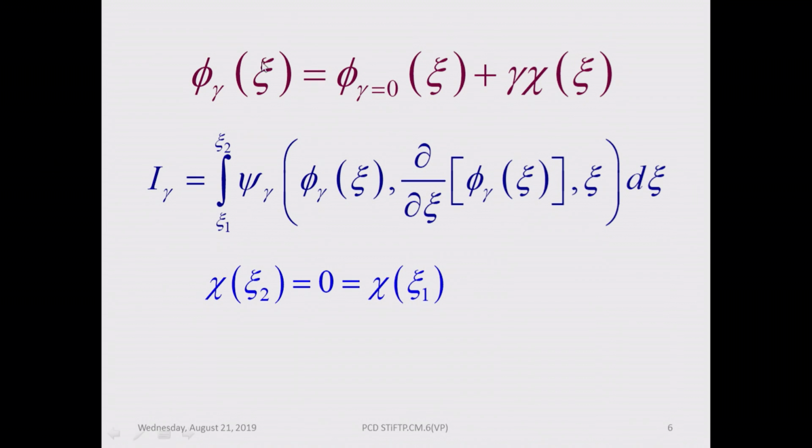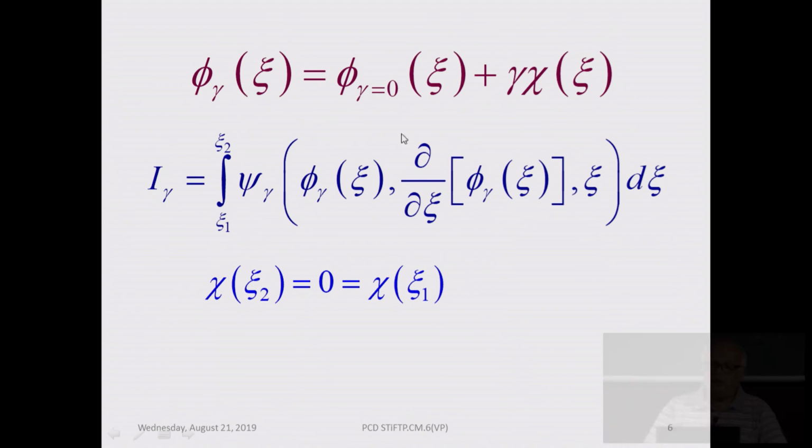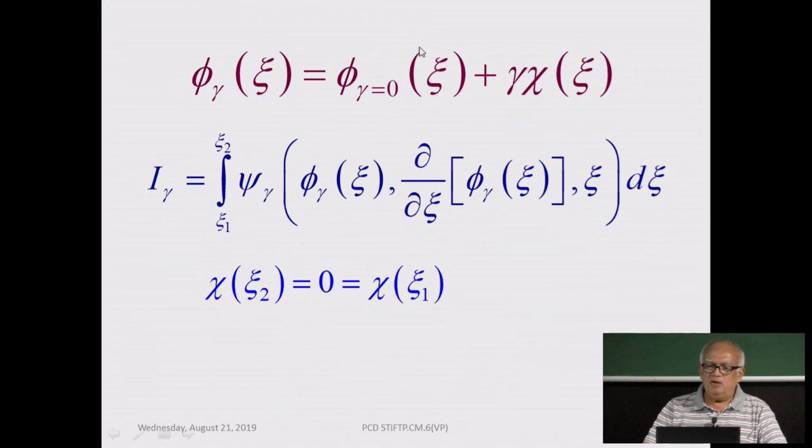So this is how phi depends on xi. This term is obviously independent. It corresponds to the value that the function has at gamma equal to 0, whatever it is. And whenever gamma is not equal to 0, you've got some control parameter which you can change as you like, discretely or continuously. We will consider its continuous variation through small incremental values.